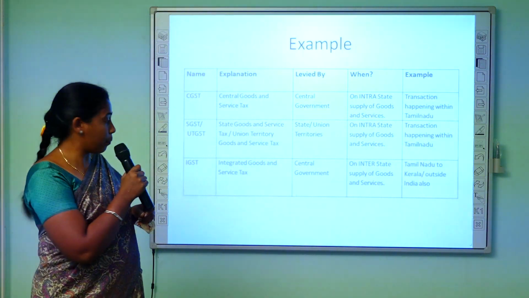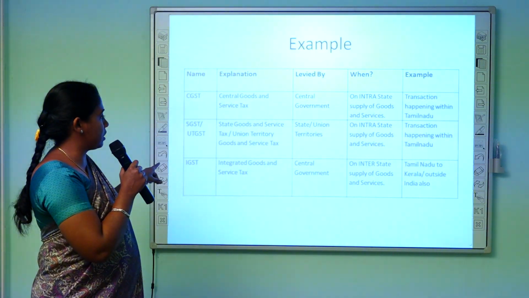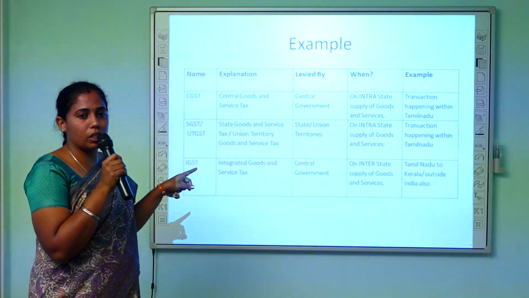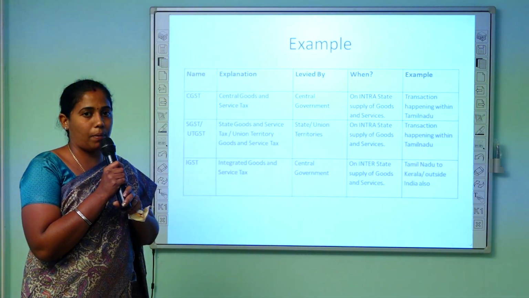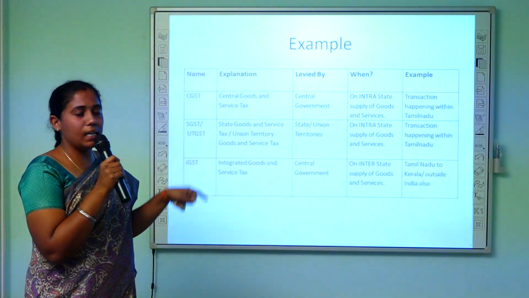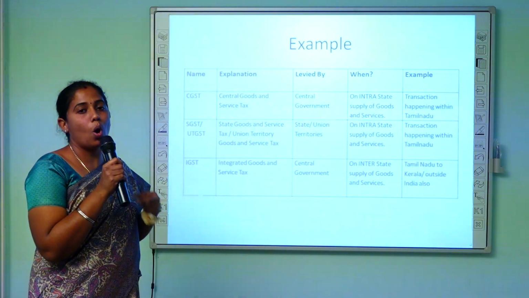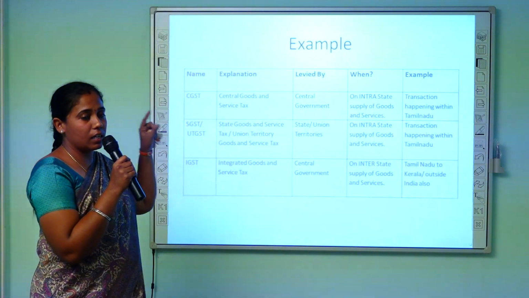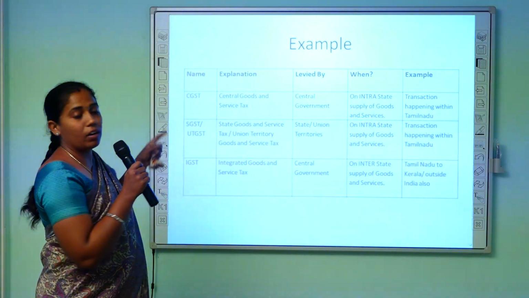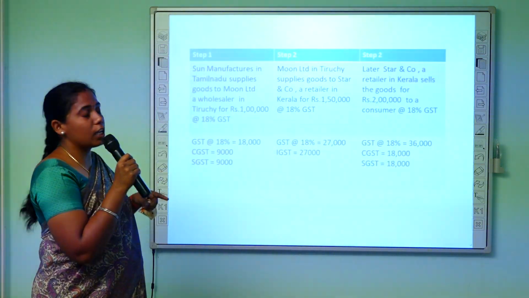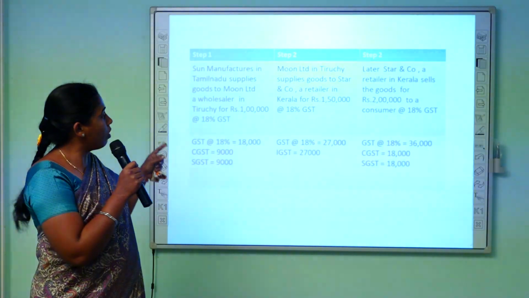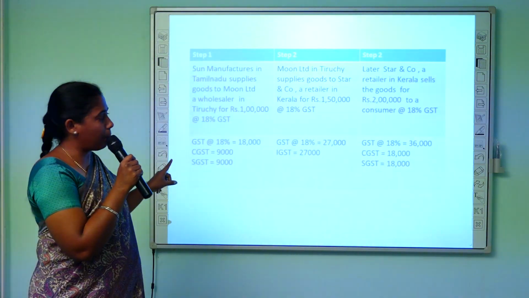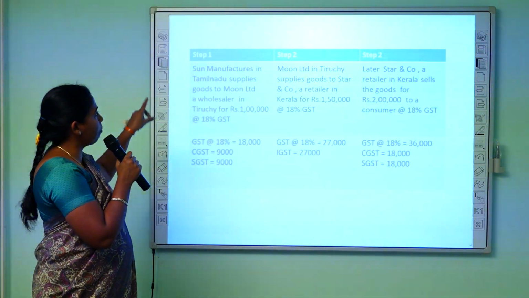Next, the last one being IGST, Integrated Goods and Services Tax, which applies to a transaction happening on interstate supply. So here interstate supply means any supply which happens between two states or outside a country. So, in case of an interstate supply, we have IGST. In case of an intrastate supply, we have CGST and SGST.